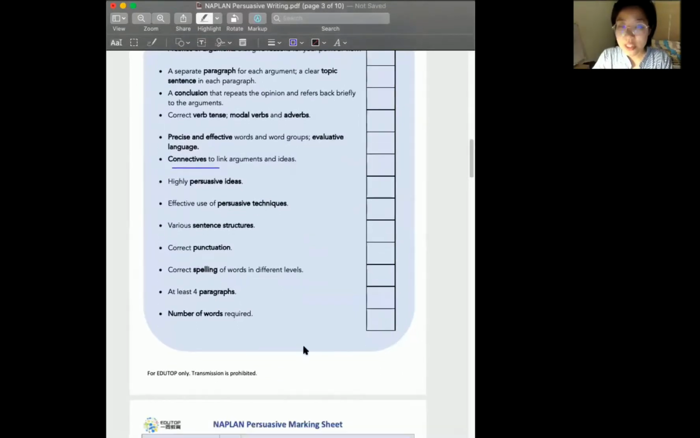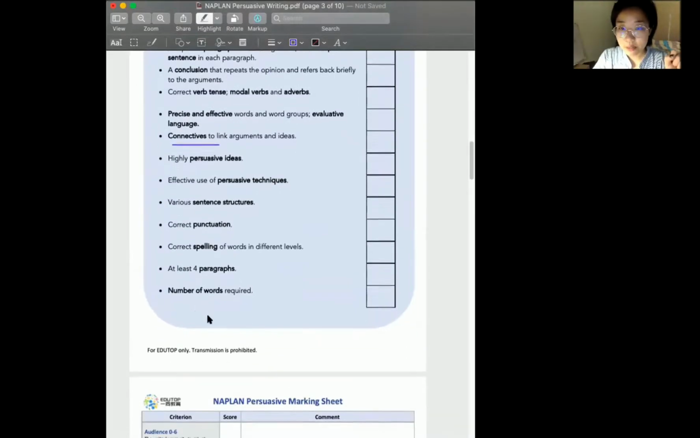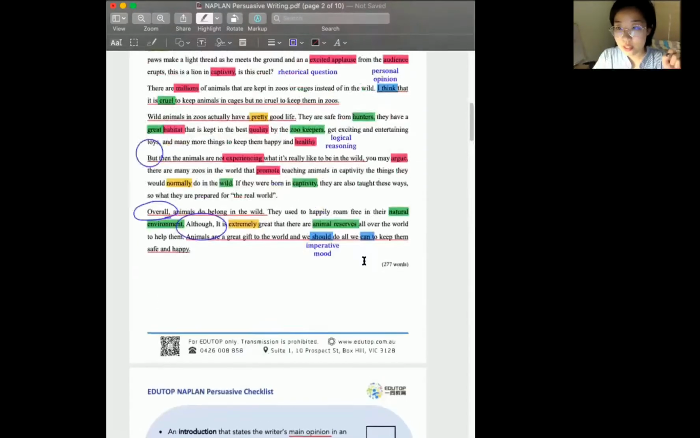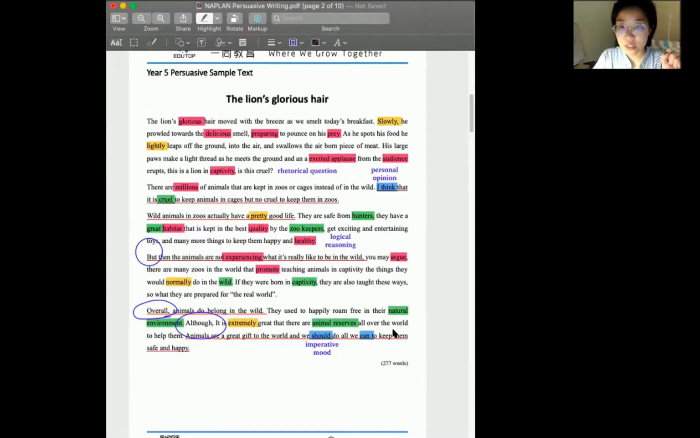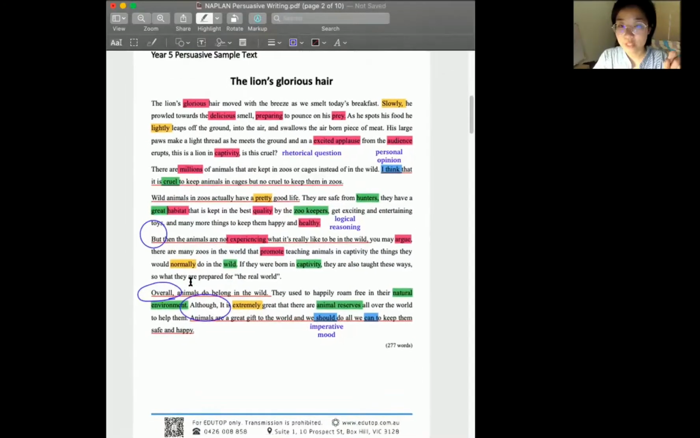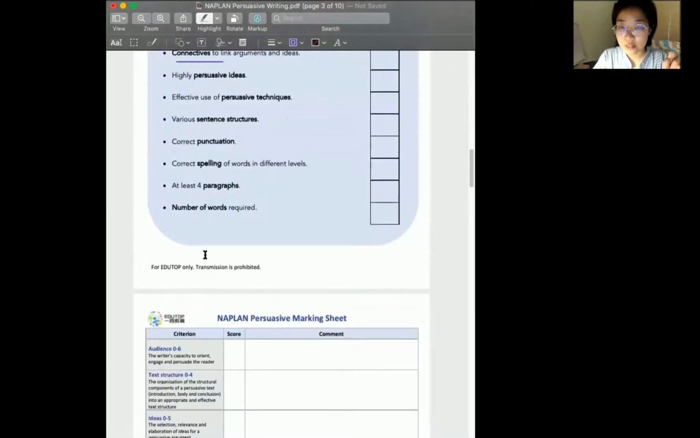So definitely tick for that one. And last but not least, number of words. There we have 277. Definitely meets the requirement of 250 for year 5. Yep. And for year 3, 150. That's will be enough.